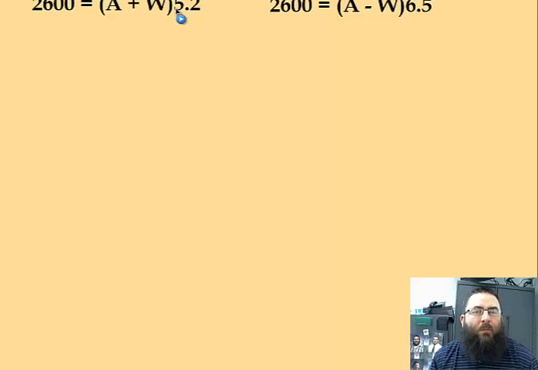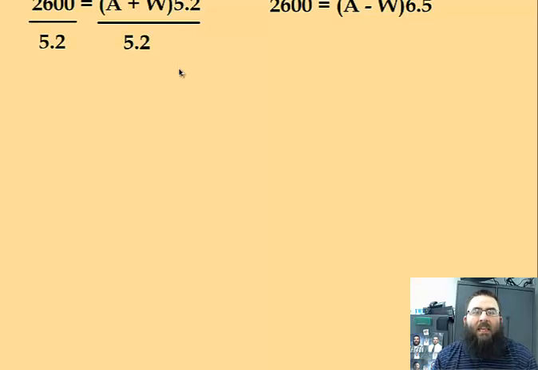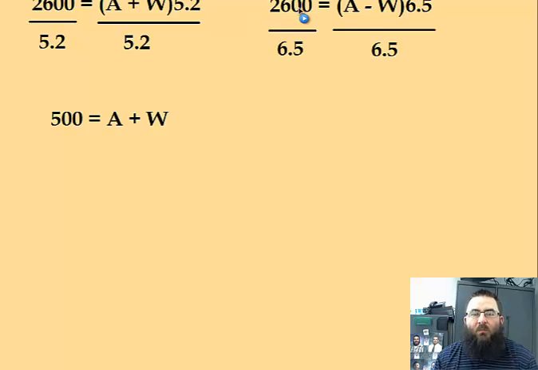So to solve these, you might distribute the 5.2 and the 6.5 to get rid of the parentheses, but let me show you an easier way. If you've got a number on the outside, such as this, that you would normally distribute, and that's the only thing that's between you and those parentheses, you can actually divide both sides by that number. And that keeps you from using that decimal times A and that decimal times W. And that gives you 500 equals A plus W. Same thing over here. You can divide both sides by 6.5. And that's going to leave you with 400 equals A minus W.